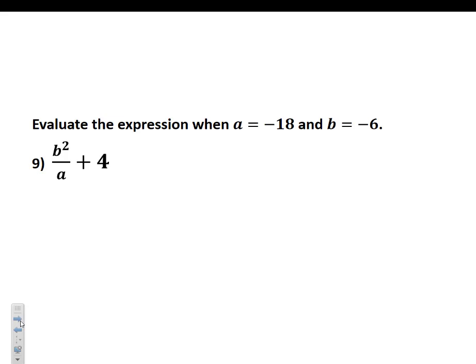Now, since algebraically it says b is squared, I've got to write this correctly and say -6 squared and put that -6 in parentheses. Because if I wrote it like this, the answer would have been different. And we don't want that. It's saying the entire value of b is being squared. So we have to write it correctly. So -6 squared, all divided by a, which is -18, and then we're going to add to that 4.